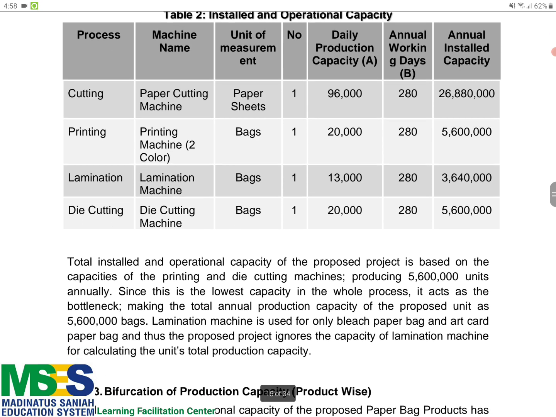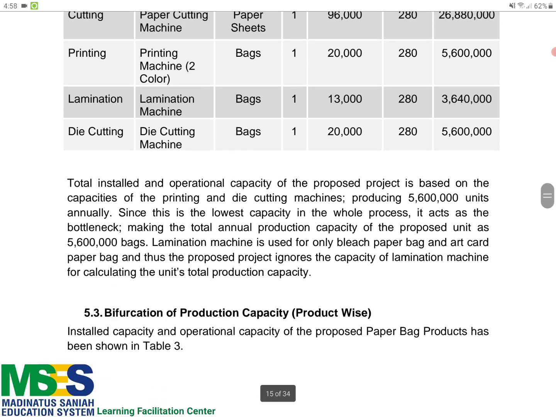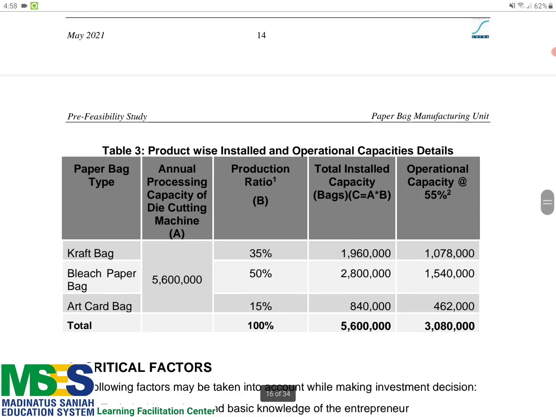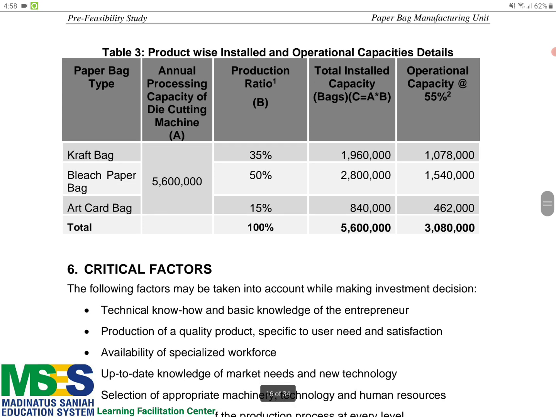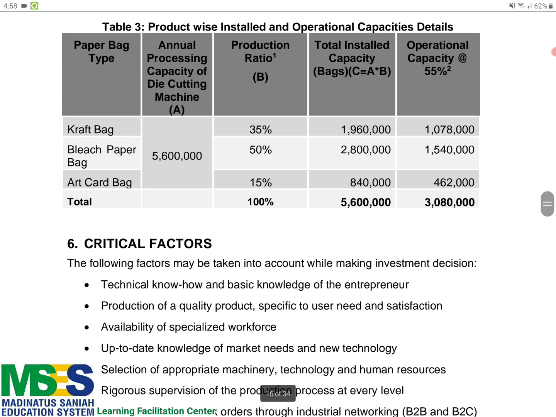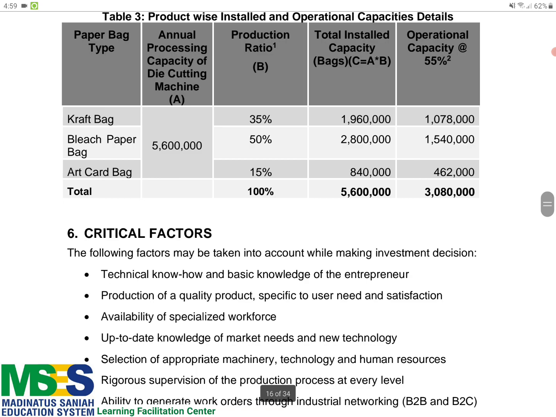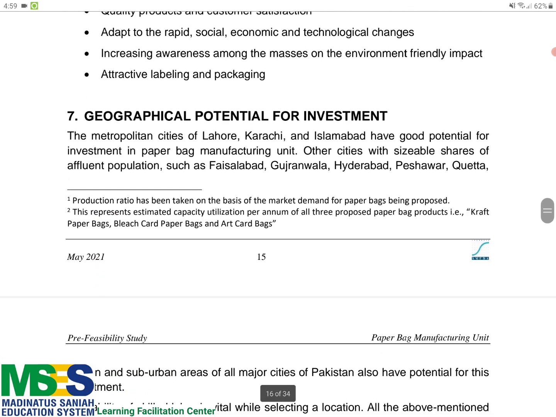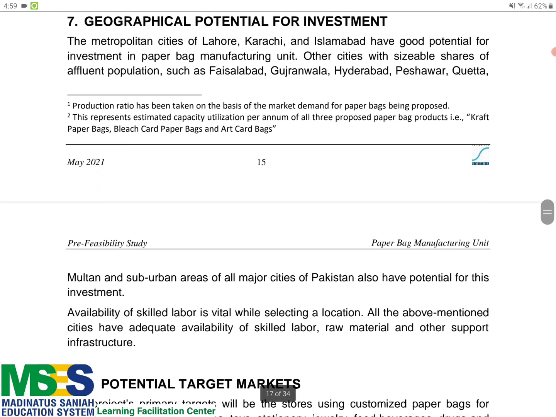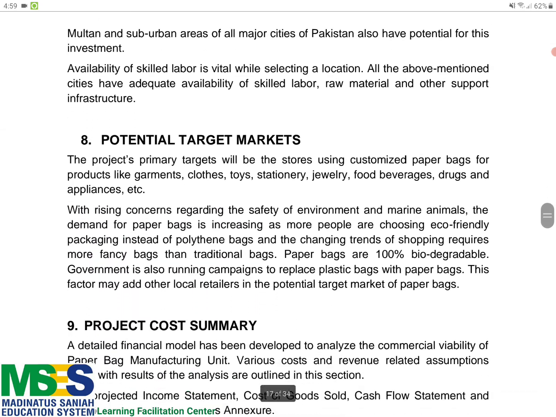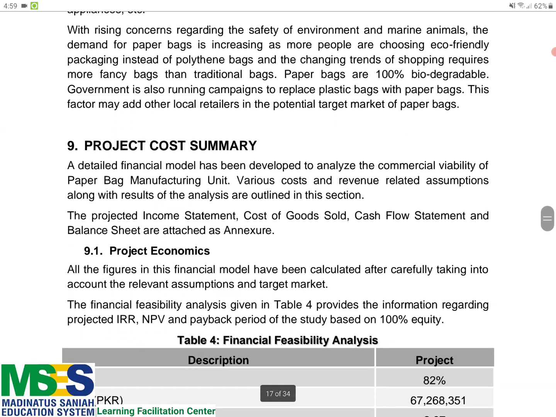Okay, let's move to cost directly, or potential target market. Okay, geographical potential or potential target market. Is there anything special written there? No.